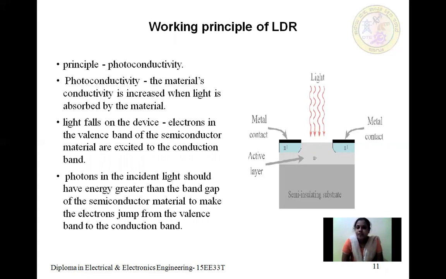Next, when the light falls on the device, you can see the light here. When this light falls on this device, electrons in the valence band of the semiconductor are excited to the conduction band. And the photons in the incident light should have an energy greater than the band gap of the semiconductor material to make the electrons jump from the valence band to the conduction band.